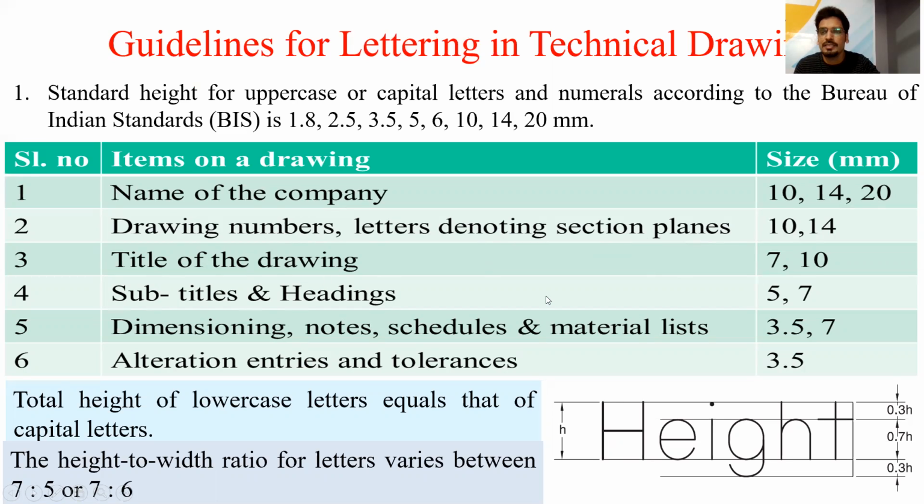Subtitles and headings should be in 5 mm size and 7 mm size. Dimensioning, notes, schedule, and material list should be in 3.5 mm height or 7 mm height. And the alteration entities and the tolerances are basically provided on the main size of the component. So, let us suppose we want to achieve 30 mm of size.